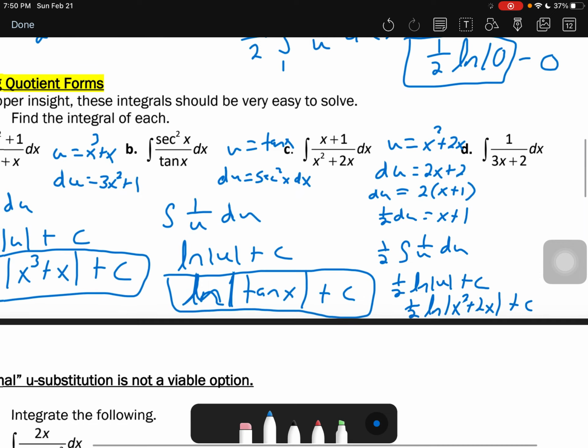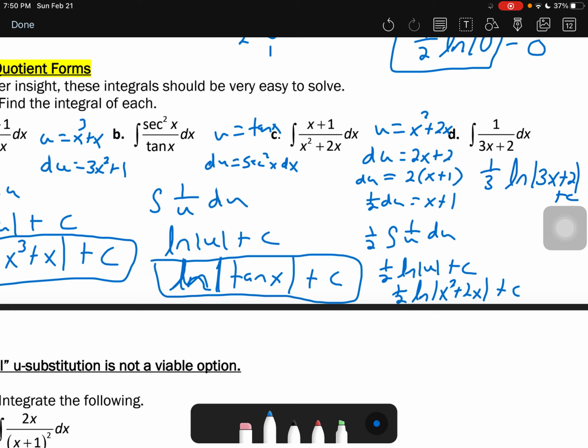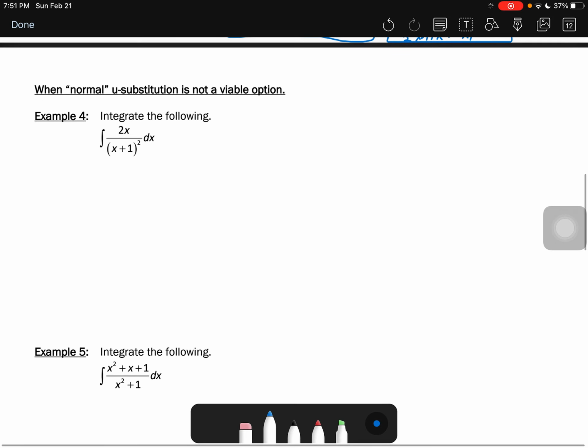Okay. And I think part D, maybe I'll just skip over that. It's going to be similar. Let u equal 3x plus 2, and you'll have a 3 that you'll have to divide out, so there'll be a 1/3 in front of your integral. So you could even just think ahead to the answer. It's going to be 1/3 ln of 3x plus 2 plus c for this one. They all kind of follow that pattern. It's pretty easy.